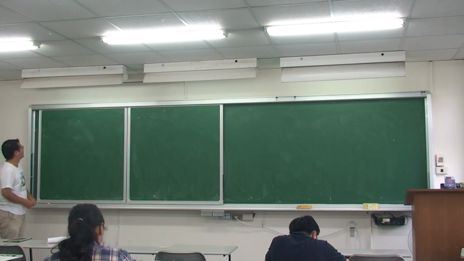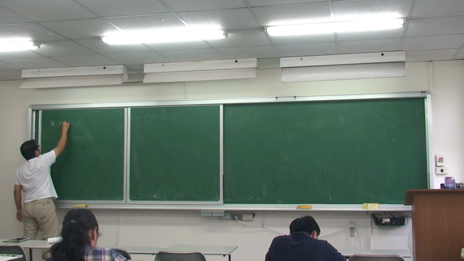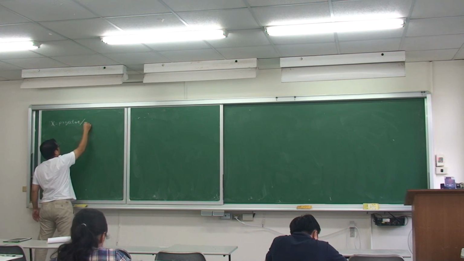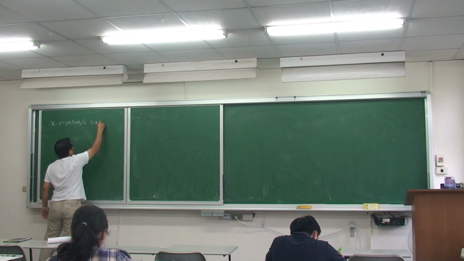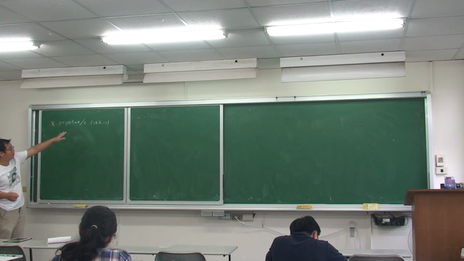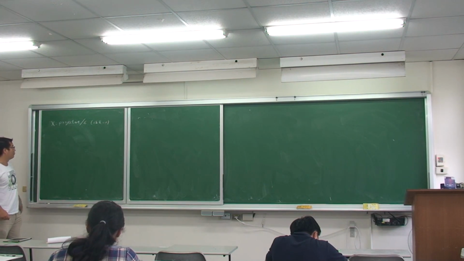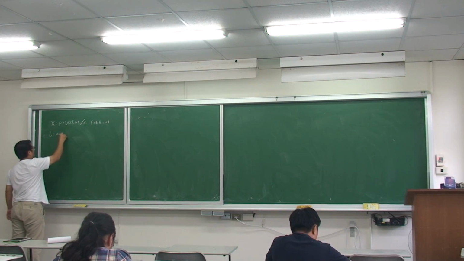So let's start with some notation. I fix X, let's say it's projective, over C, or characteristic zero. Later I'm going to remove this condition, but for now let's just do this. And let's fix an ample line bundle L.